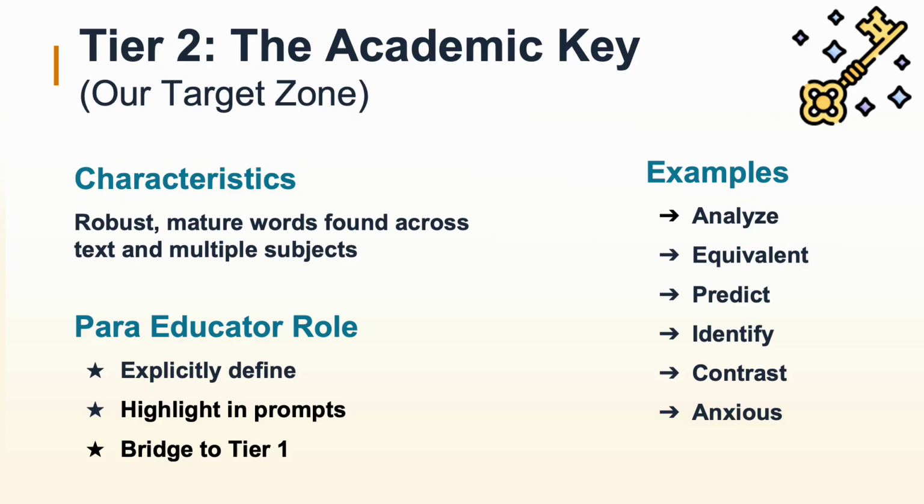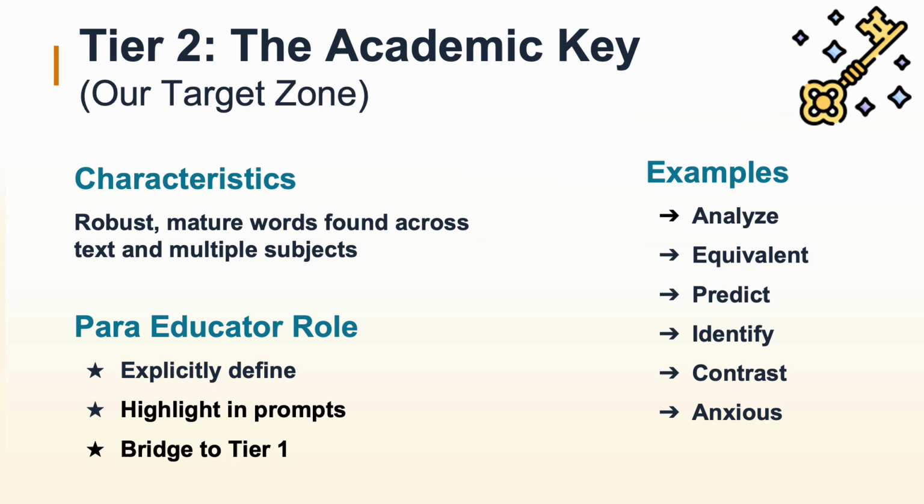Tier 2 is our sweet spot. These are robust, high-frequency academic words found heavily across textbooks, writing prompts, and state assessment materials, but they are rarely utilized in casual playground talk. These are words like analyze, equivalent, predict, identify, contrast, and anxious. If a student does not master these cross-curricular processing words, they cannot accurately interpret instructions, regardless of how well they know the subject content. This tier is the ultimate access key for closing achievement gaps.